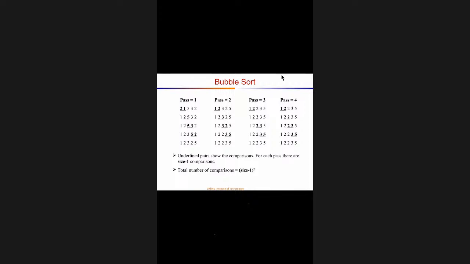The number of passes depends on the number of elements. If there are n elements, you can complete the process in n minus 1 iterations. Here there are 5 elements, so you can complete the process in 4 iterations. I have completed the first pass. Then you start the second pass, again from the initial element, checking the first two elements. After the first pass the elements are 1, 2, 3, 2, 5.